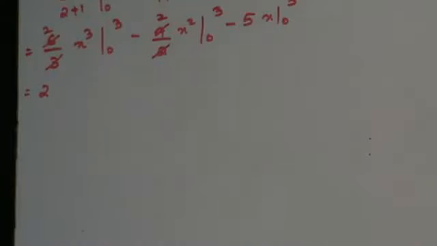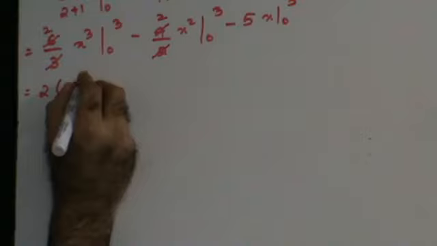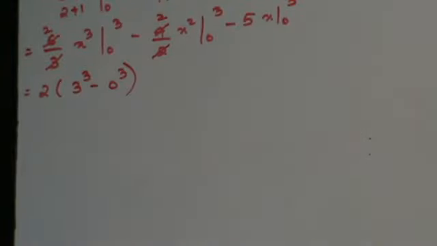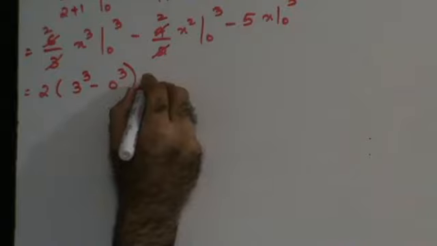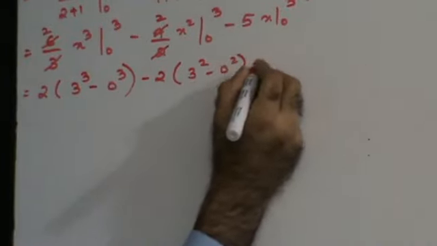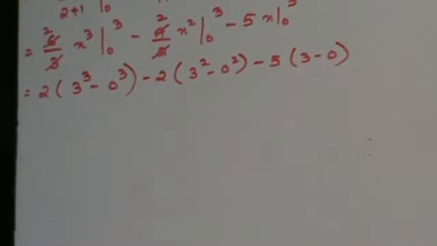Substitute the value of x with the upper limit and then with the lower limit. It is upper limit minus the lower limit. Upper limit is 3. So this will be 3 cube minus 0 cube. It is upper limit minus lower limit. Substitute the variable first with the upper limit, subtract it with the lower limit. Minus 2 upper limit minus lower limit, minus 5 upper limit minus lower limit.